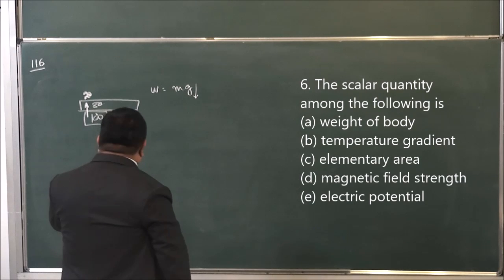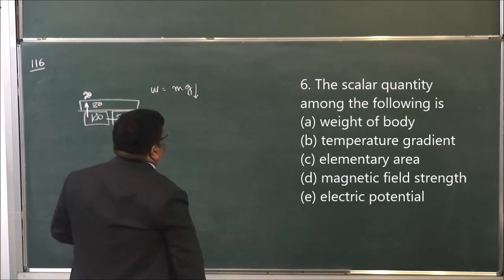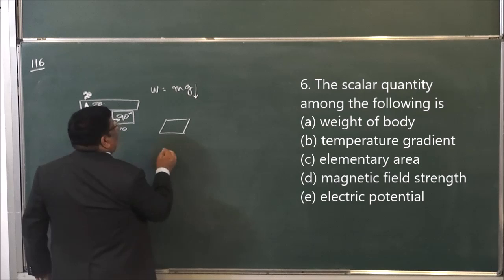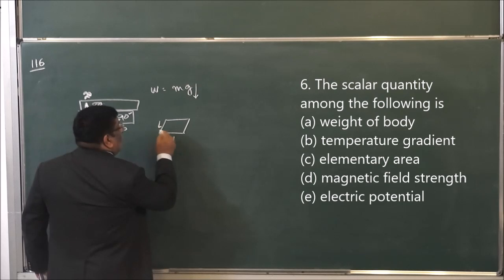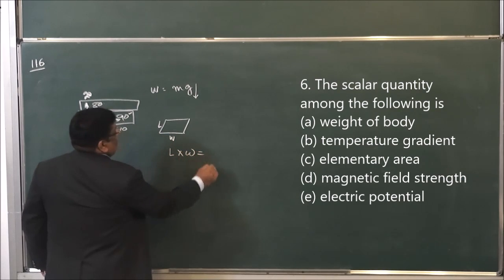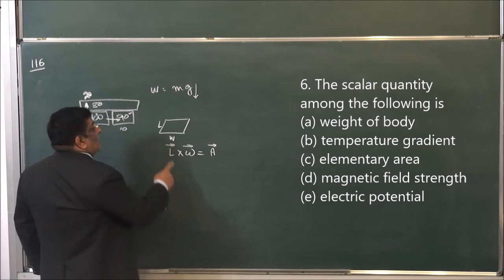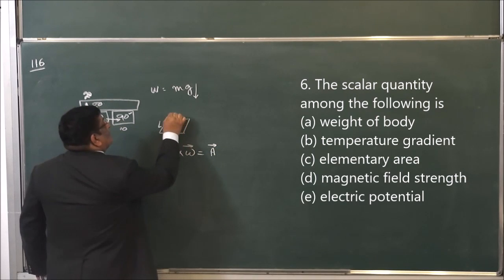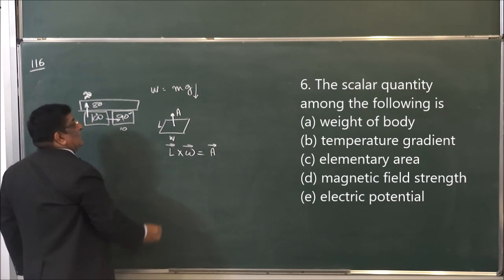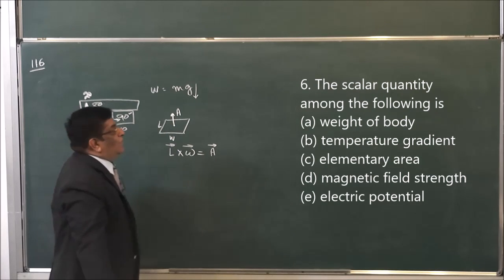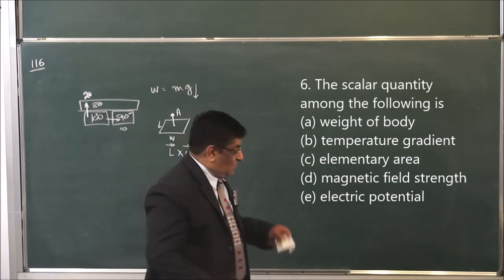The third quantity is elementary area. Area we already know is a vector quantity. This is say length, this is width, so length cross width. This is area, so we know the cross product of vectors always gives a vector. Then what is the direction of this vector? This is the direction of the area vector. This is i cross j is equal to k. So area vector is again a vector quantity.